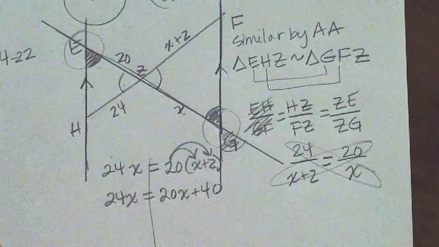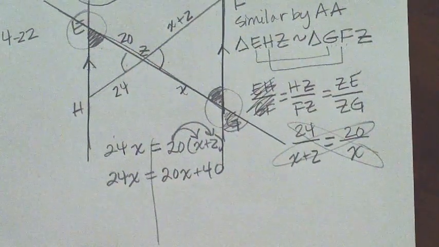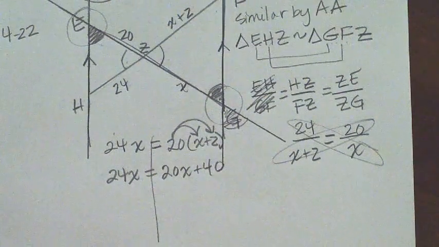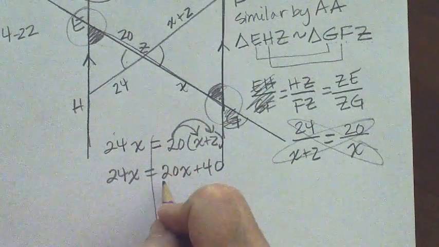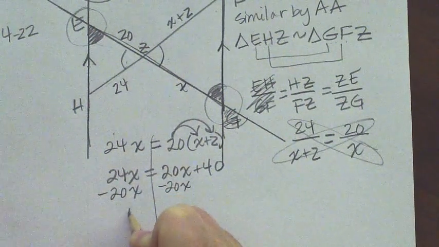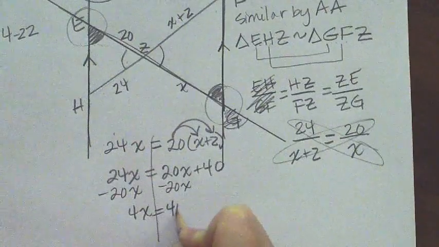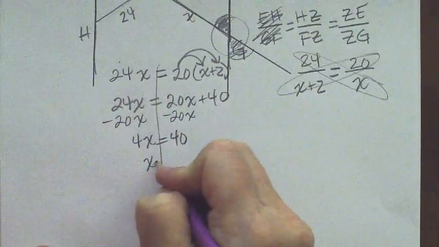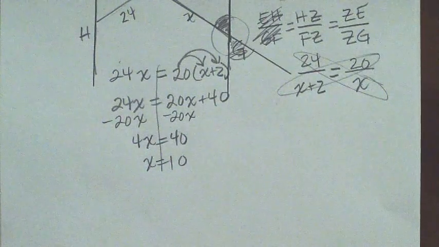We've got x's on both sides. We need to get all of our x's together on one side. Let's get rid of the smaller one by subtracting 20x from each side. So 4x equals 40. And then we're going to divide both sides by 4. So x is going to be 10.